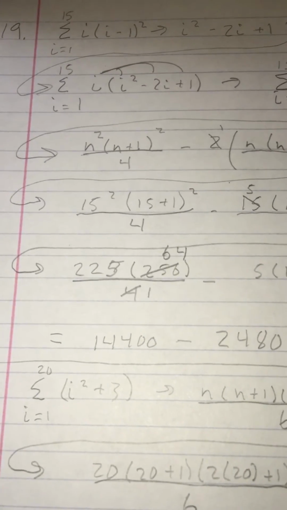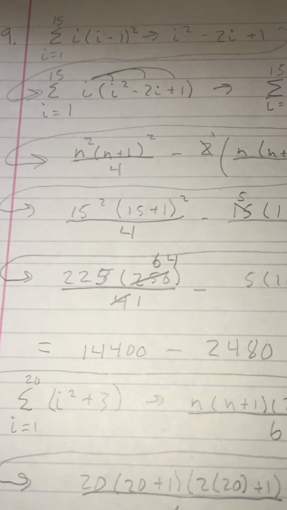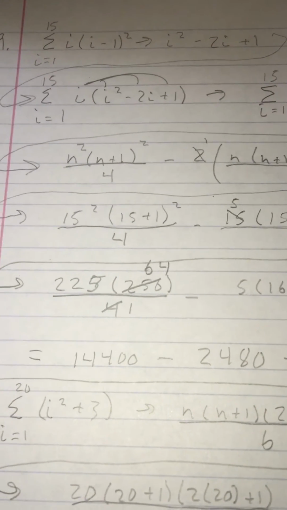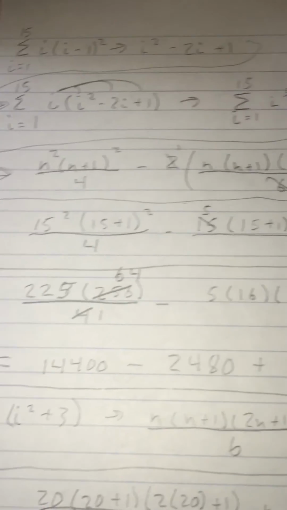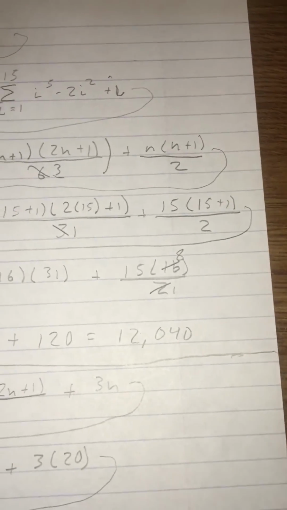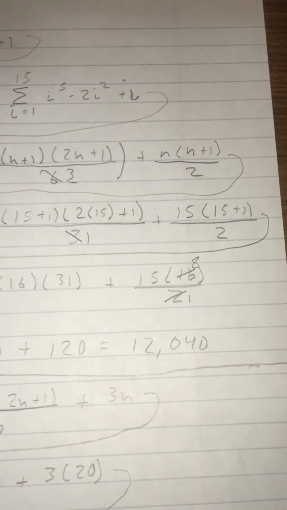And then you're going to put in 15, because that top is your n. So if the top is 15 in this case, that'll go in for every n. So replace every n with a 15 then. And then it's simplifying from there.